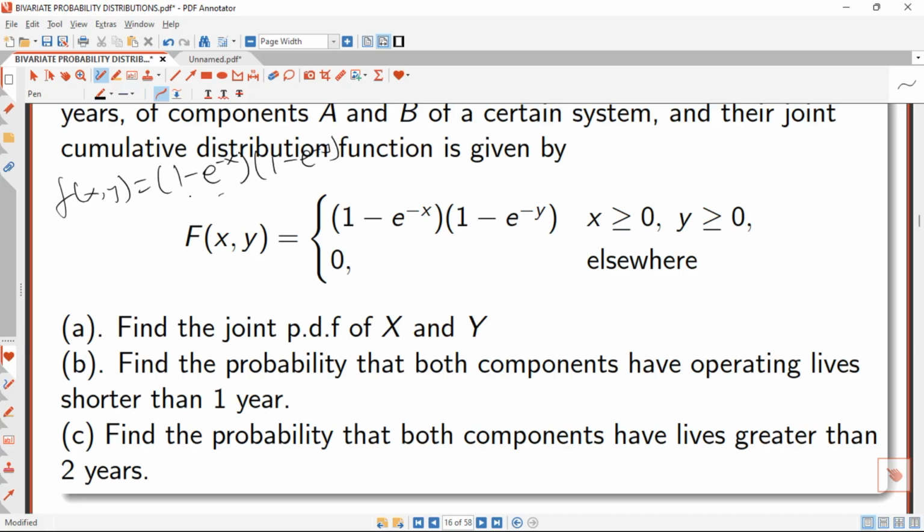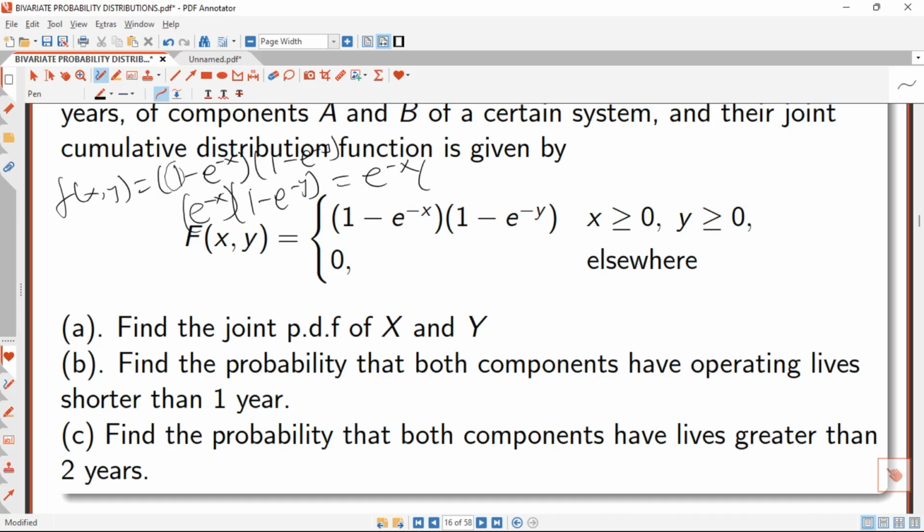Okay, so if you are differentiating with respect to x, if you differentiate the 1, you are going to get 0, right? And then here is negative 1. When it comes, you are going to get positive, so you are going to get e raised to the power negative x times 1 minus e raised to the power y. And with respect to y, we're also going to get the same thing, e raised to the power negative x.